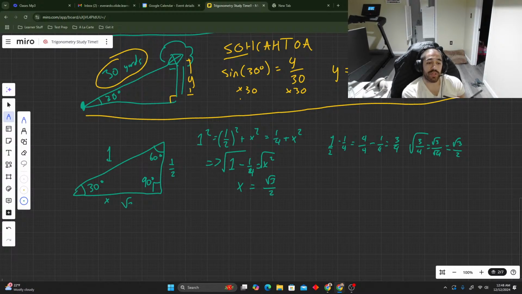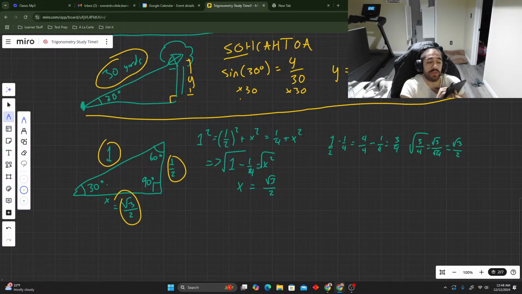Teacher's probably shown you that. This is a quick way to kind of remember it. Remember the one opposite of 30 is 1/2 of the radius? Then you should be able to figure this out. So this is the 30, 60, 90 triangle. You got 1, you got 1/2, you got square root of 3 over 2.